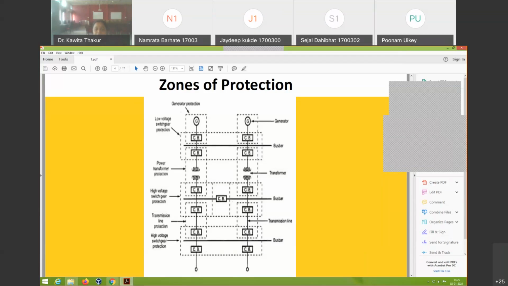Here we have studied that each and every part of our system should be covered by these zones of protection. There should not be any blind spot.